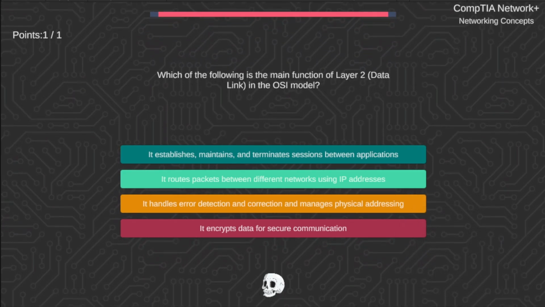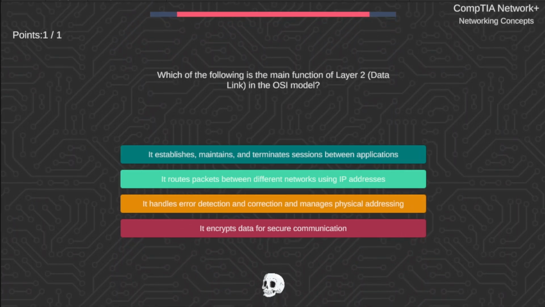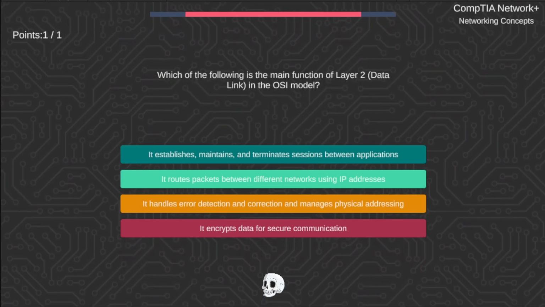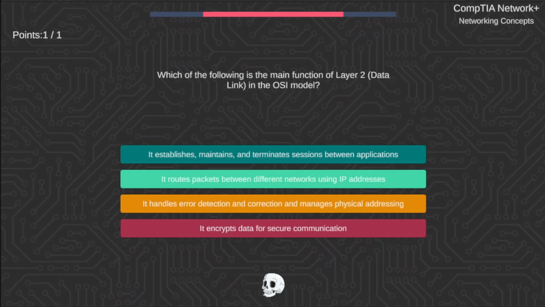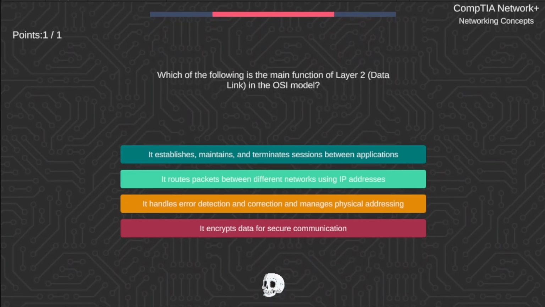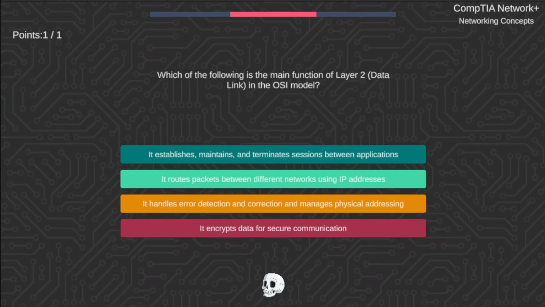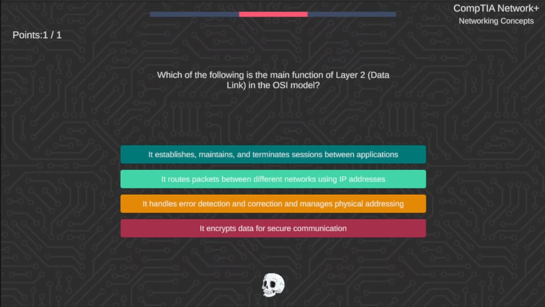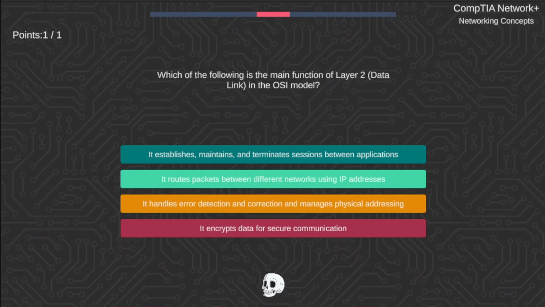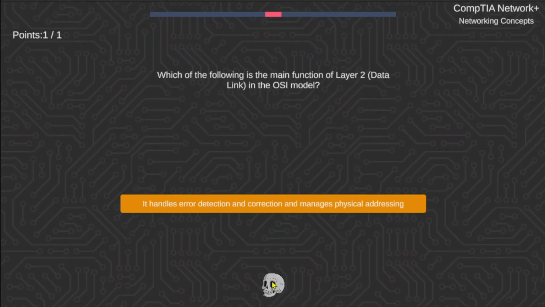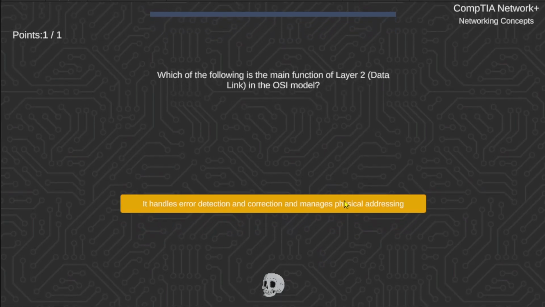Next question, which of the following is the main function of Layer 2 data link in the OSI model? It establishes, maintains, and terminates sessions between applications. It routes packets between different networks using IP addresses. It handles error detection and correction and manages physical addressing, or it encrypts data for secure communication. Correct answer is that it handles error detection and correction and manages physical addressing.